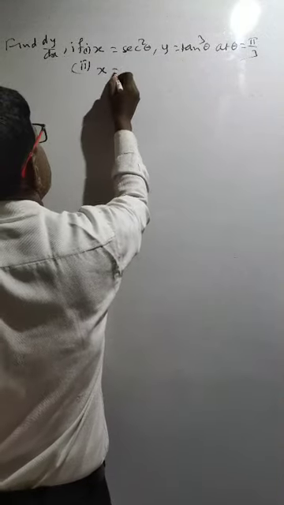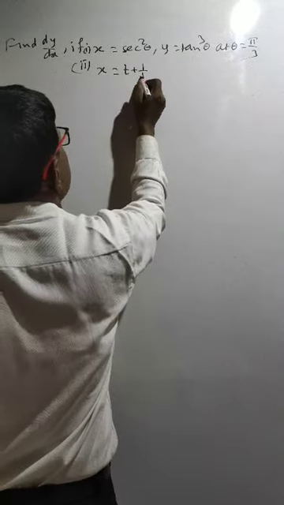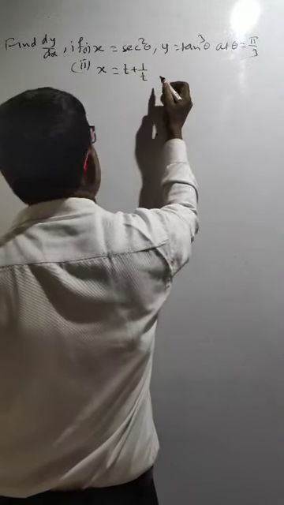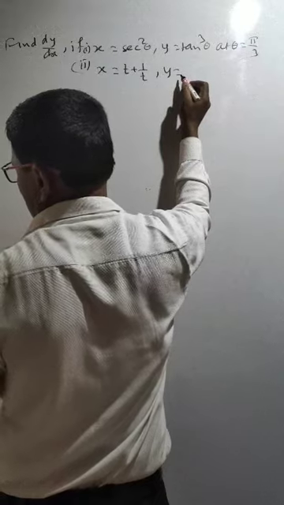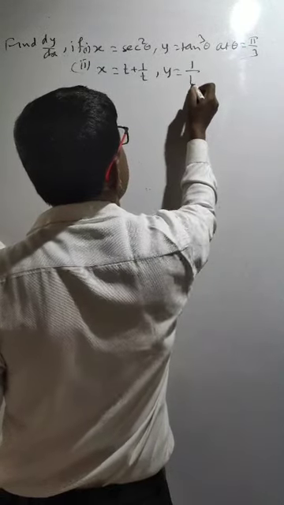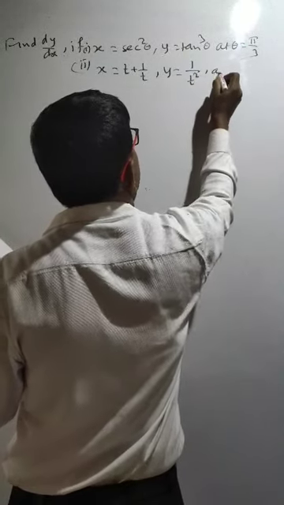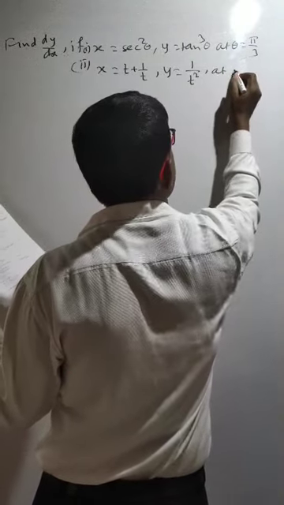x equal to t plus 1 upon t, y equal to 1 upon t square, at t equal to 1 by 2.